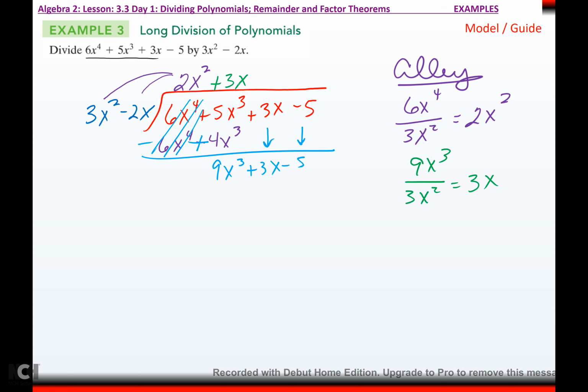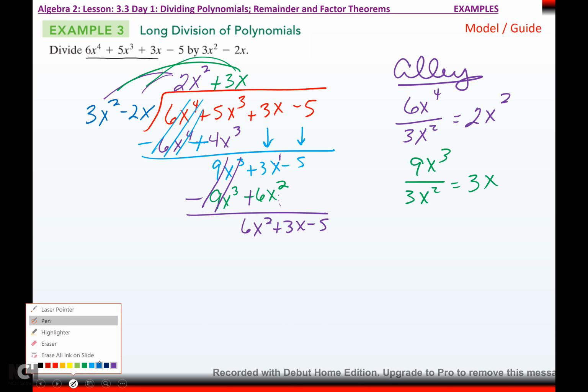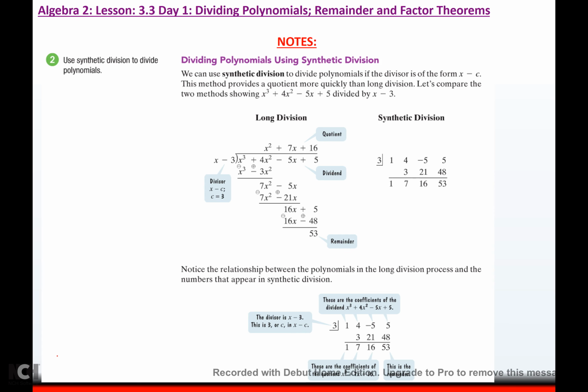What goes up must come down. Multiply 3x times 3x squared is 9x cubed. 3x times negative 2x is negative 6x squared. Now be careful here. Draw the line, change the signs, the cubes cancel. These don't line up. You can't add a square to a linear. So you drop it, 6x squared plus 3x minus 5. And we go back to the alley. Oops.